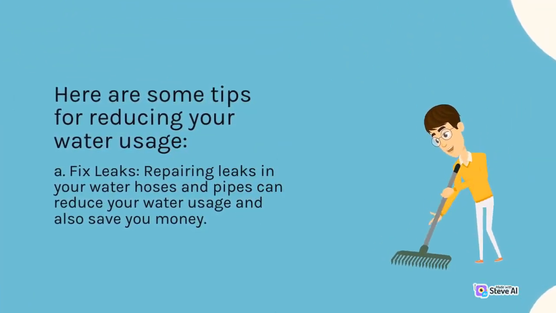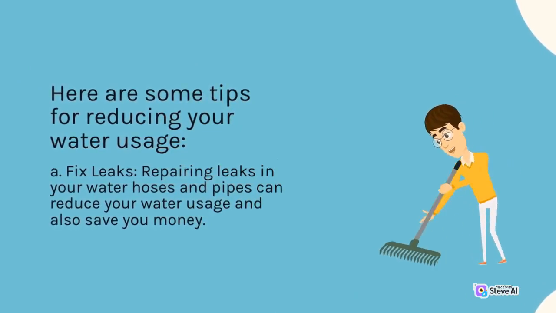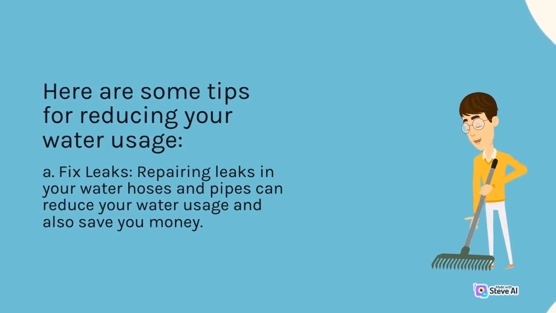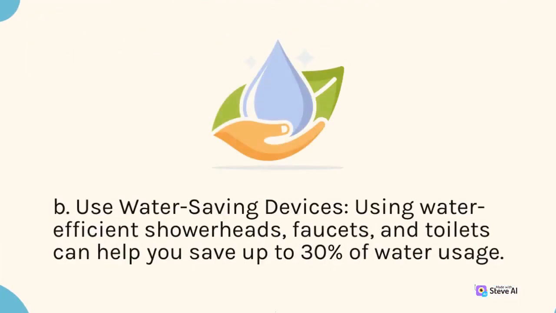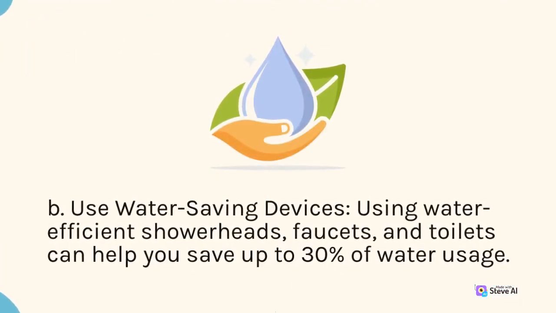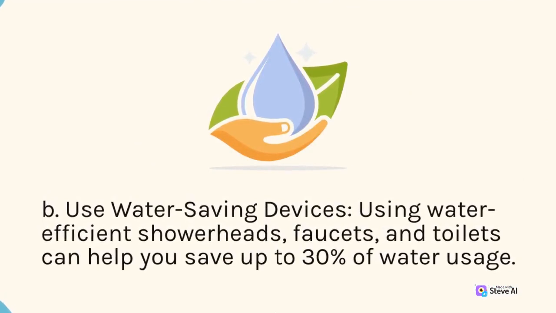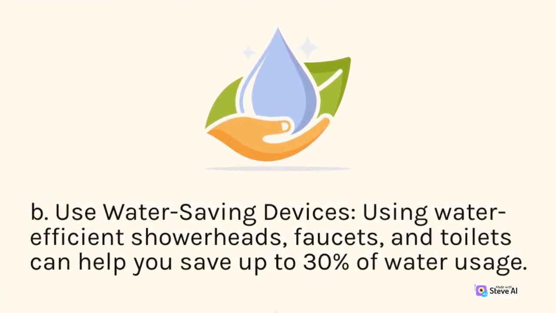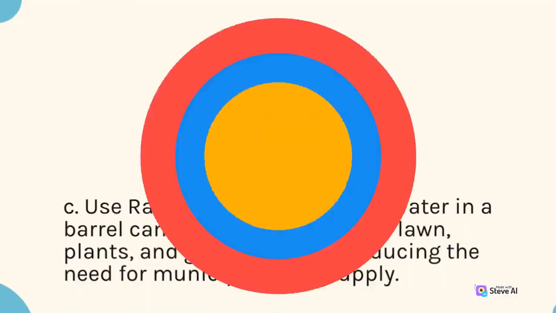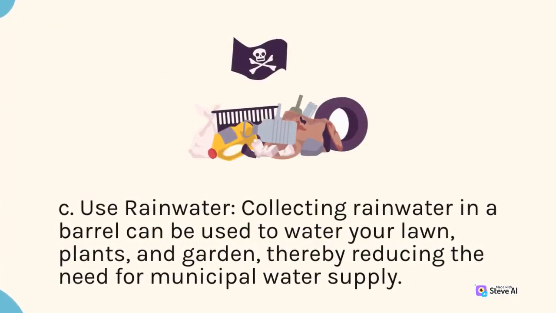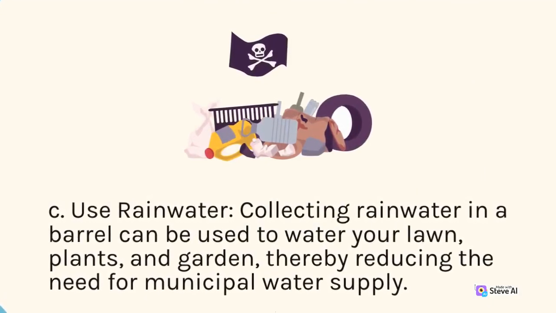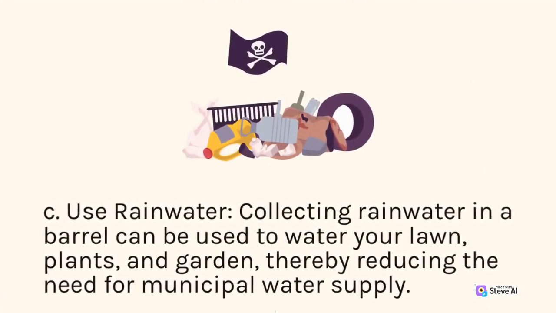A. Fix leaks. Repairing leaks in your water hoses and pipes can reduce your water usage and also save you money. B. Use water-saving devices. Using water-efficient shower heads, faucets, and toilets can help you save up to 30% of water usage. C. Use rainwater. Collecting rainwater in a barrel can be used to water your lawn, plants, and garden, thereby reducing the need for municipal water supply.